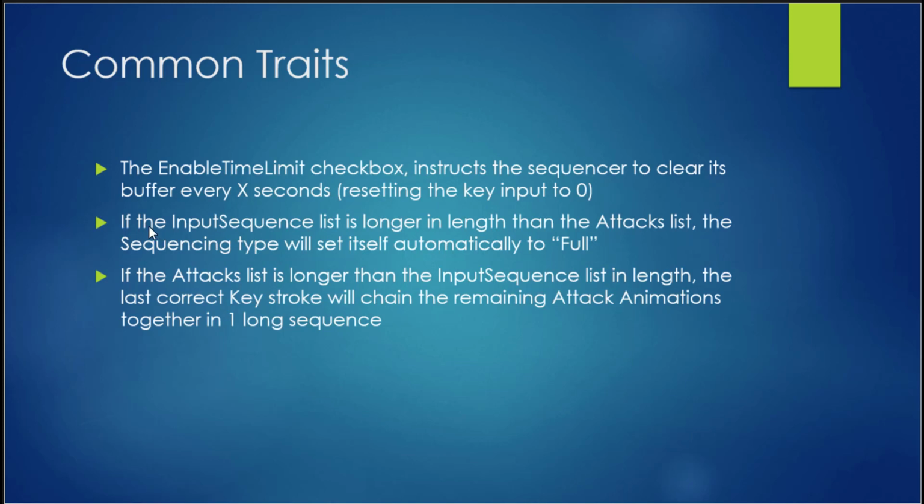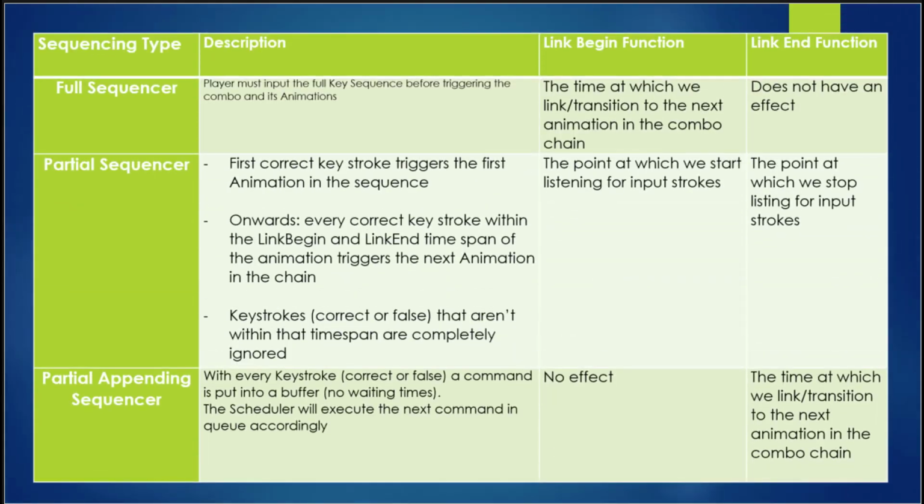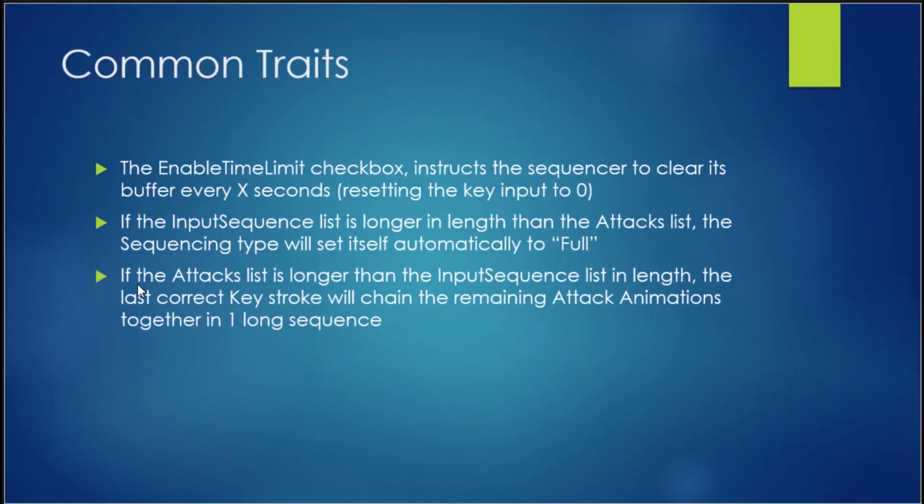There's an important one. If the input sequence list is longer than the length of the attacks list, the sequencing type will set itself automatically to full. And if the attacks list is longer than the input sequence list in length, the last keystroke will chain the remaining attack animations together in one long sequence.